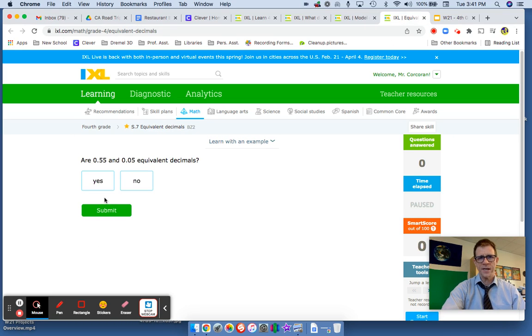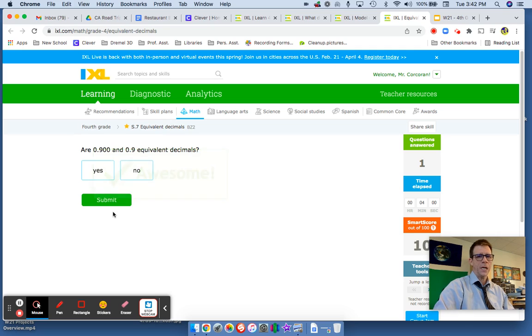S7 is they're asking for equivalent decimals. Now, the way we read this, and we'll go over this in class, that's 55 hundredths. This is 5 hundredths. Not the same. How about 0.900 and 0.9? Those are the same. If I put extra zeros here, it's the same.